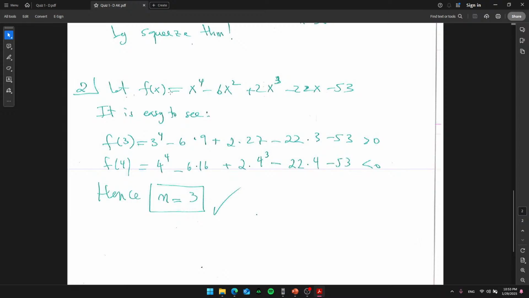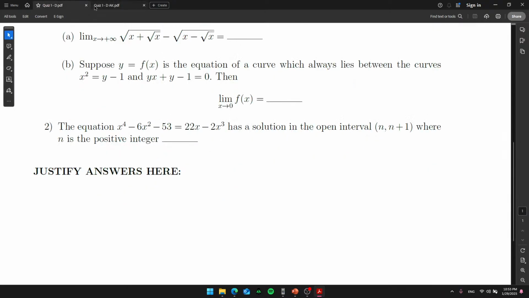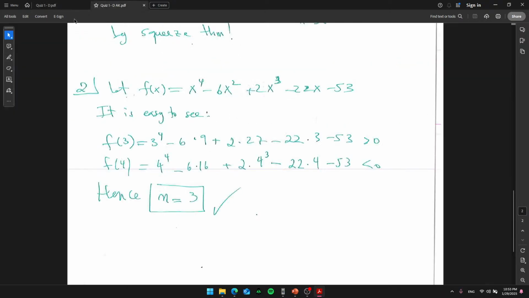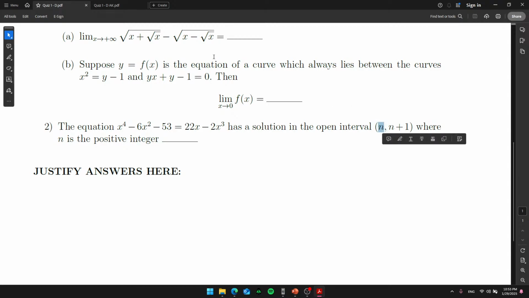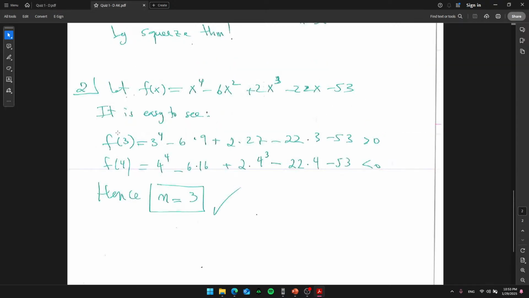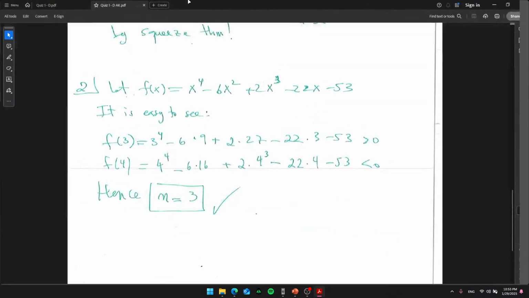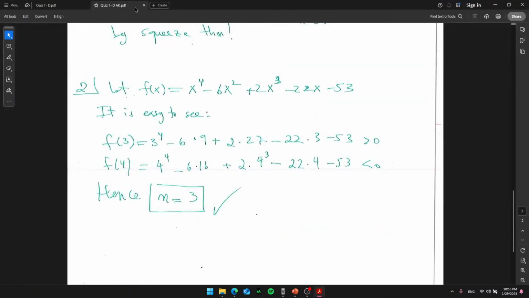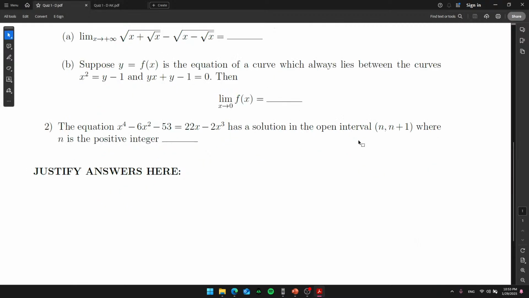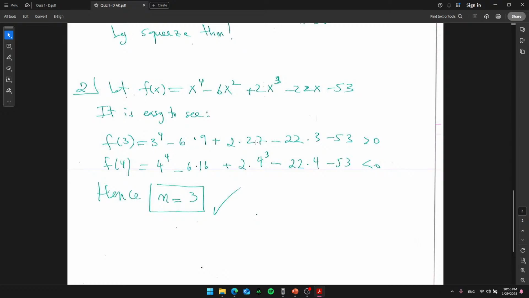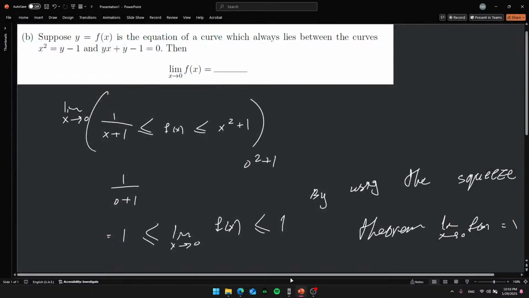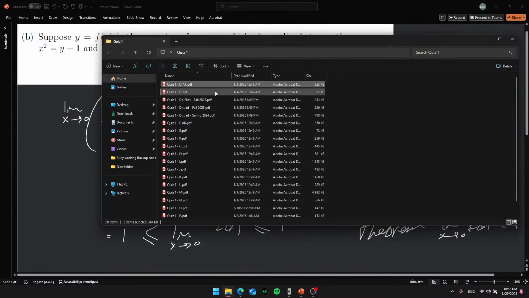Okay. Let f of x, it's easy to see. Oh, okay. He took 3 and 4. I could take 5 and 6, any consecutive numbers, like 5 and 6, 6 and 7, and solve it, you will see that n is equal to 3. It doesn't matter. So that's done.